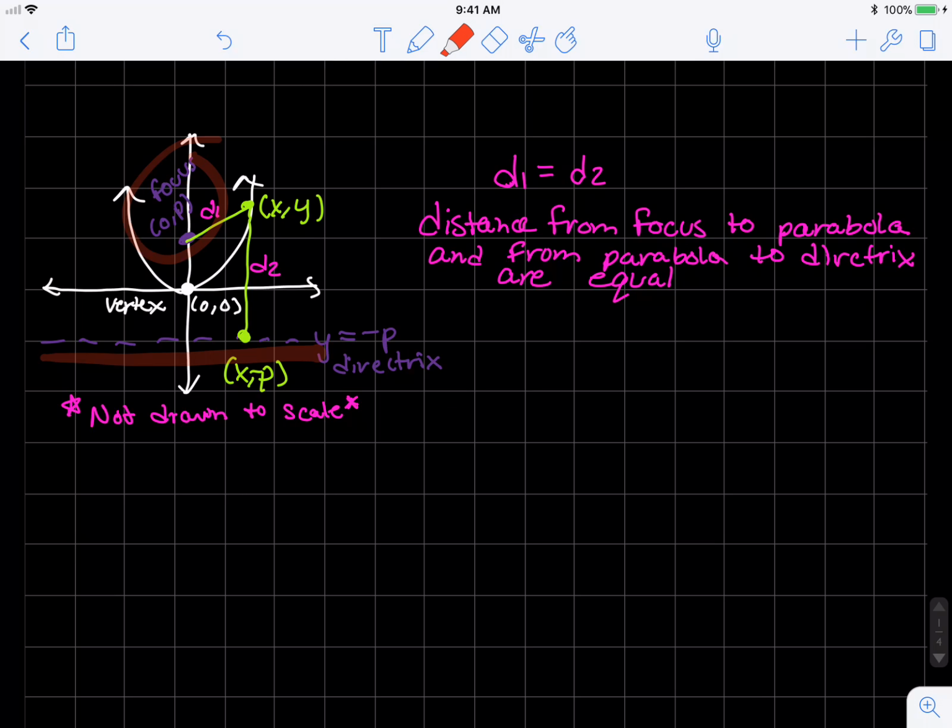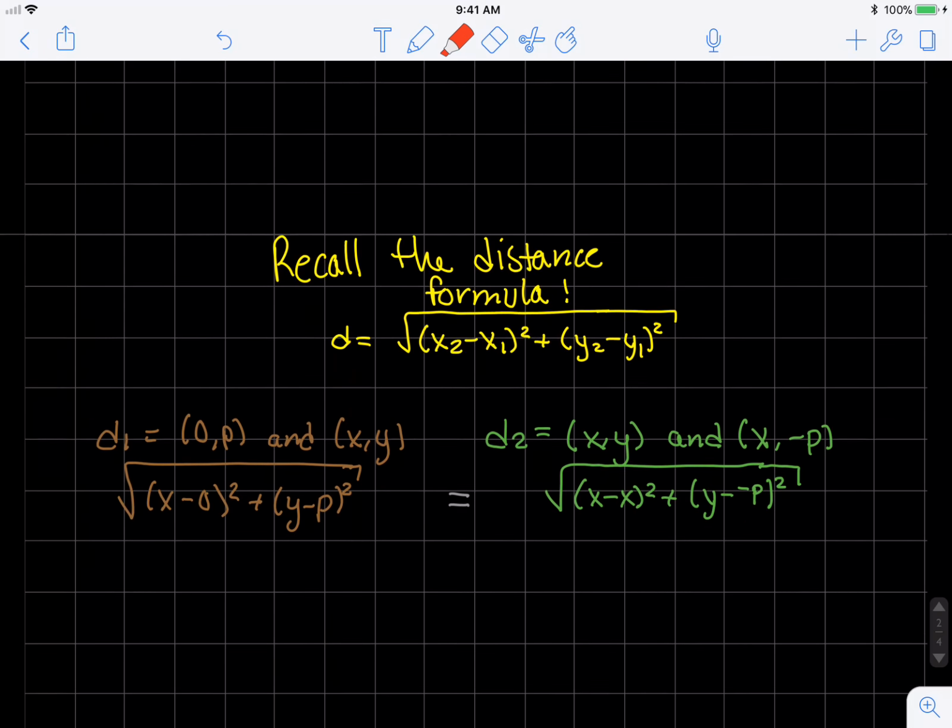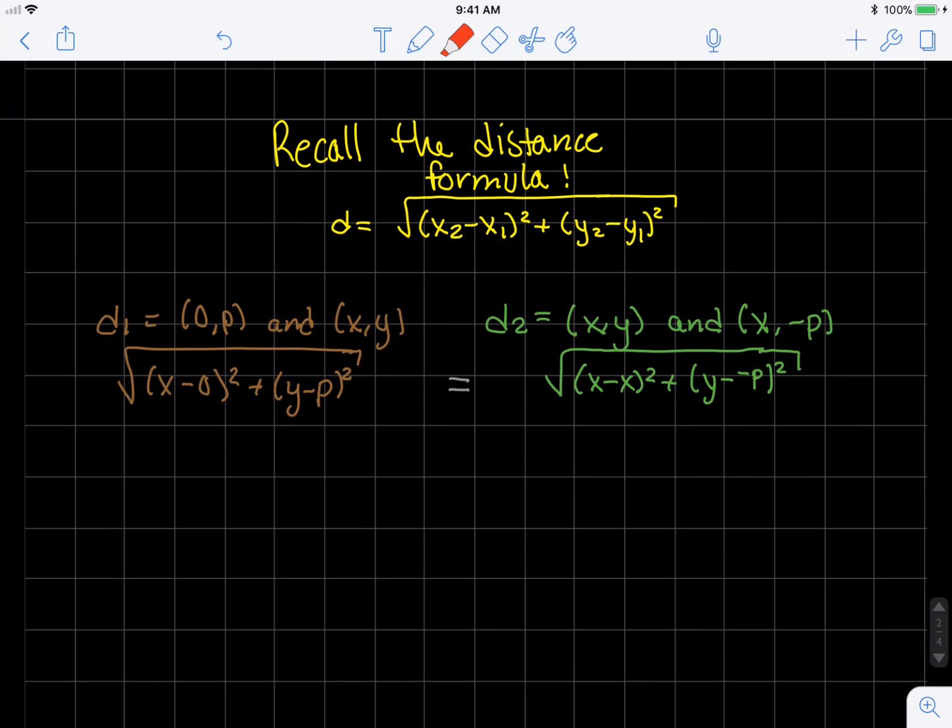The distance from the focus to a point on the parabola, (x, y), is the same as the distance from the point to the directrix, (x, −p). Yeah, this is not drawn to scale. So we have d1 equal to d2. Again, the distance from the focus to the parabola and from the parabola to the directrix are equal. So from that, we can find the equation.